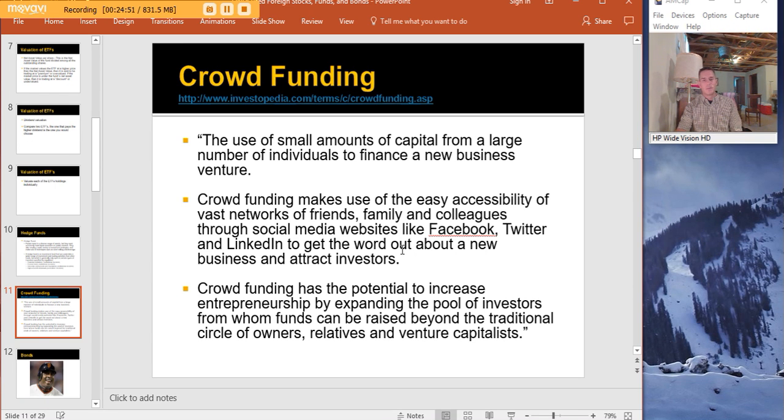Crowdfunding is when somebody trying to solicit money can get small amounts of capital from a large number of individuals to finance a new business or venture. Crowdfunding makes use of the easy accessibility of the vast networks of friends, family, colleagues, and so forth, such as Facebook, Twitter, and some of that. The other thing crowdfunding does is it increases the potential for entrepreneurship by expanding the pool of investors from whom the funds can be raised beyond the traditional circles of owners, relatives, and venture capitalists.